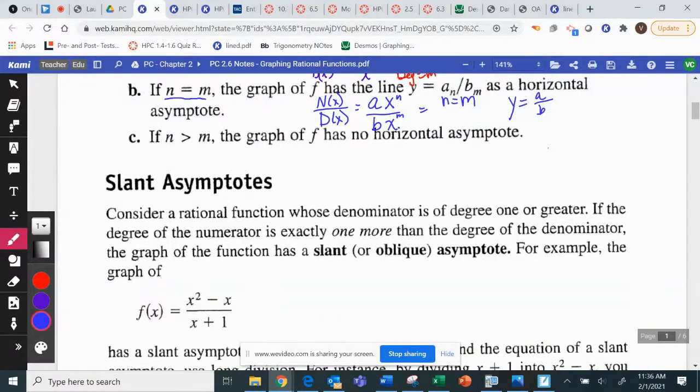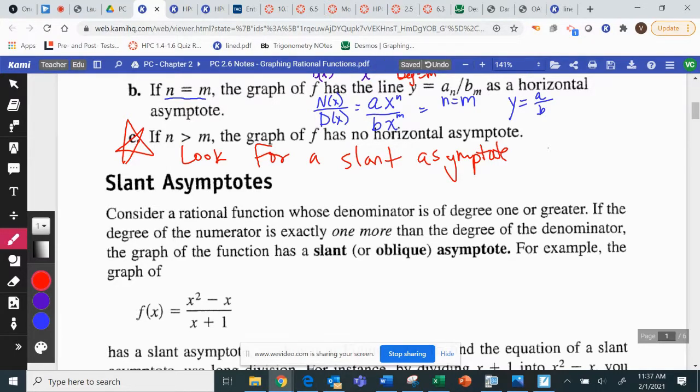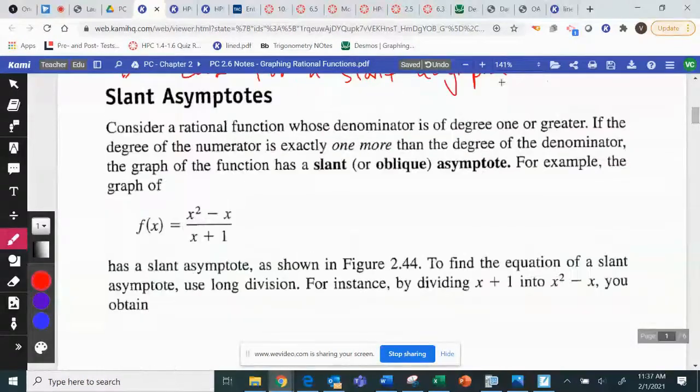If we have choice C, if there is no horizontal asymptote, then we're going to look for a slant asymptote. If there is a horizontal, you don't have to do this. If there is no horizontal, we're going to look for a slant asymptote instead, which could also be called oblique. To do that, you're going to use long division.